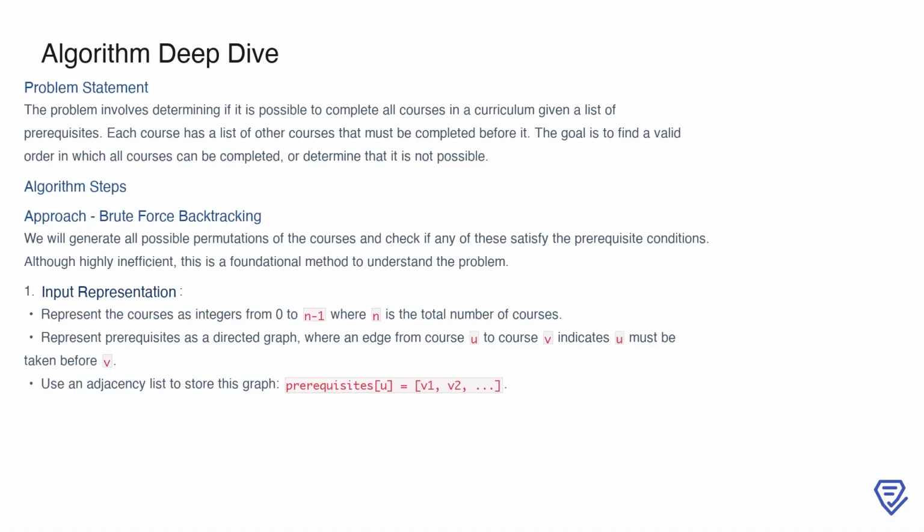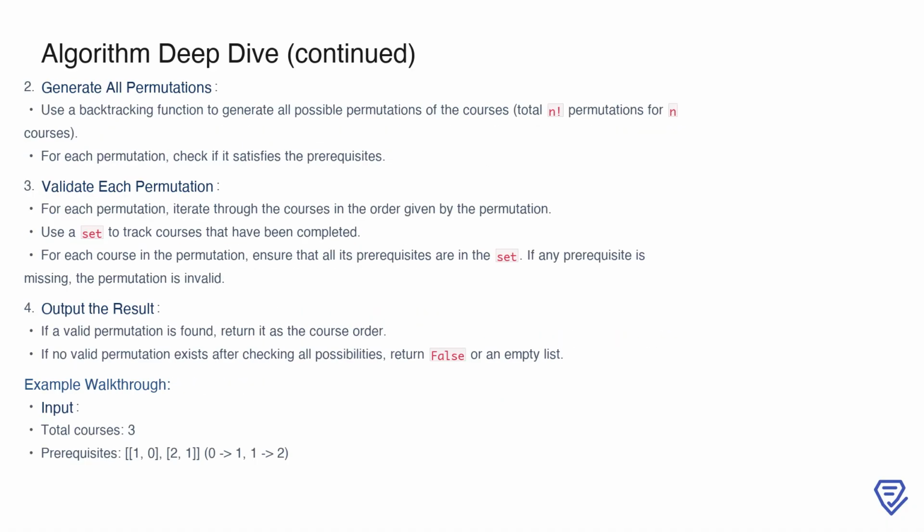The prerequisites are modeled as a directed graph, where an edge from course U to course V indicates that U must be taken before V. We use an adjacency list to efficiently store this graph, where each course points to the list of courses dependent on it. The next step is to generate all possible permutations of the courses.